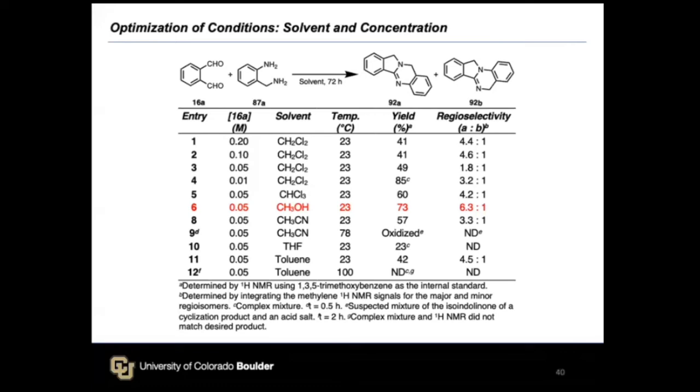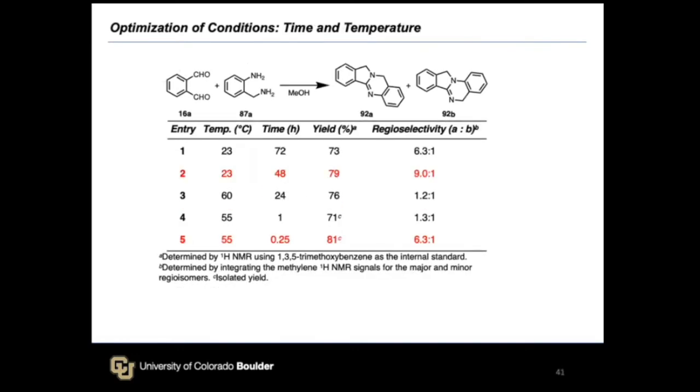Of all of the solvents investigated, we found that methanol gave the best combination of a good yield and high selectivity. And we suspect that this is because it acts as a proton source and therefore facilitates proton transfers. So at room temperature, we found that a 48-hour reaction time gave a high yield and the best selectivity, and that increasing the temperature to 55 degrees Celsius allowed us to decrease the reaction time to 15 minutes with good regioselectivity.